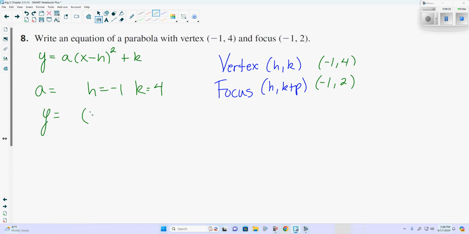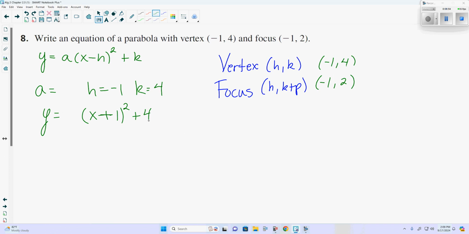We don't have a yet. But inside the parentheses, we have x minus negative 1, yes? Do we normally leave it as x minus negative 1? No, we write x plus 1. Plus k plus 4. So the only thing we're really missing is the value of k.